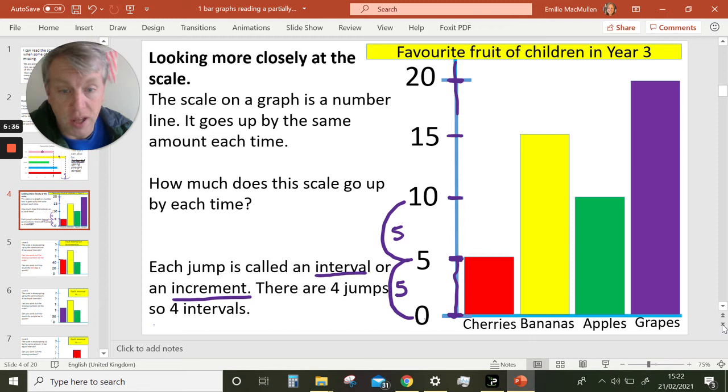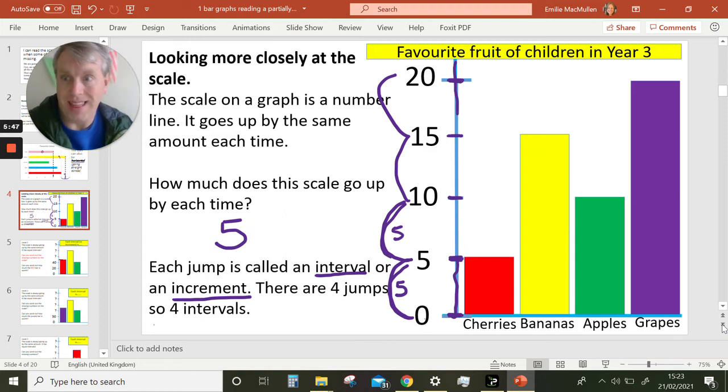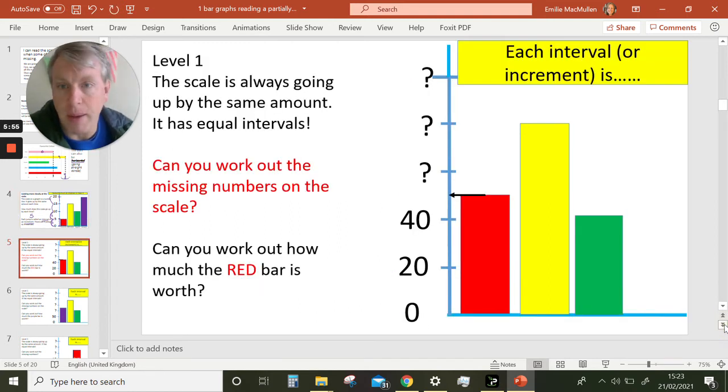So here there are 4 jumps, aren't there? 1, 2, 3, 4. How much does the scale go up by each time? It goes up, or in fact down as well, if we're counting down, by 5. We can see it's the 5 times table. Very important. Always going up and down by the same amount. So we've got to use that information. Always on the scale, it's jumping up each increment. Each interval is the same amount. So pause the video. Can you see how much it's going up by? What are the missing numbers?